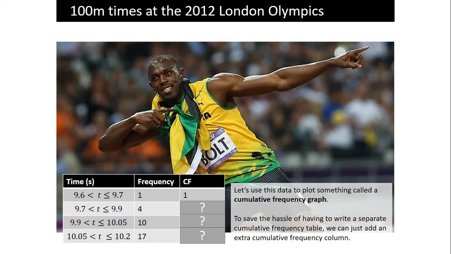For the next cumulative frequency, we want the times between 9.6 and 9.9, so this will be the 1 plus 4, which is the 5. Then between 9.6 and 10.05, so this will be the 1 plus the 4 plus the 10. And then the last one, 9.6 to 10.2, which will be the 1 plus the 4 plus the 10 plus the 17. Now, to save the hassle of having to write out a separate table, we can use the previous table but just add in this column called the cumulative frequency, CF.